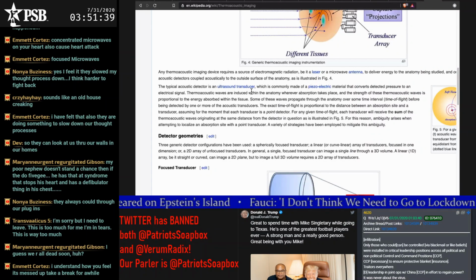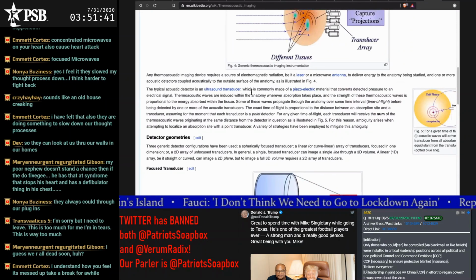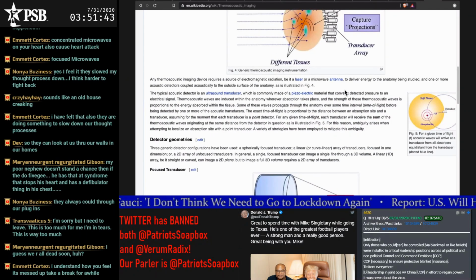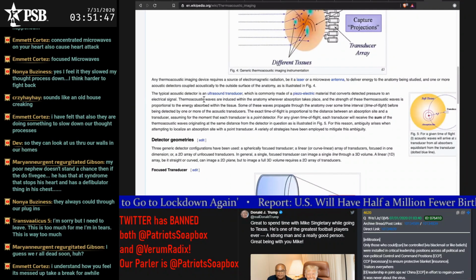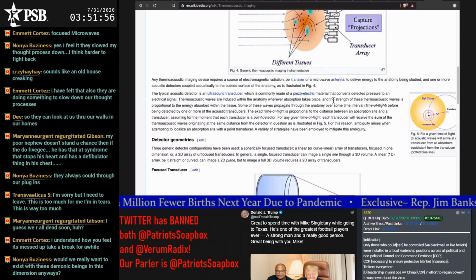Thermoacoustic imaging devices require a source of electromagnetic radiation, be it a laser or a microwave antenna, to deliver energy to the anatomy being studied, and one or more acoustic detectors coupled acoustically to the outside surface of the anatomy. The typical acoustic detector is an ultrasound transducer, which is commonly made of piezoelectric material that converts detected pressure to an electrical signal. Thermoacoustic waves are induced within the anatomy wherever absorption takes place, and the strength of these thermoacoustic waves is proportional to the energy absorbed within the tissue.